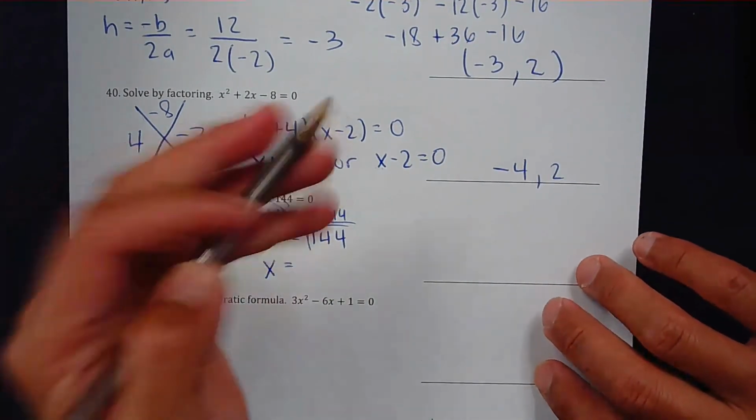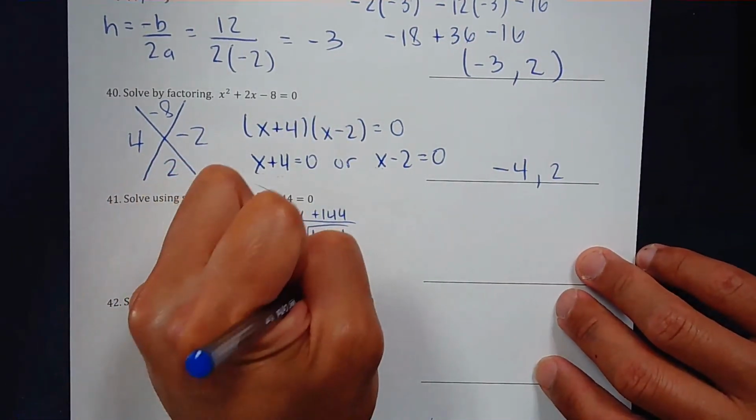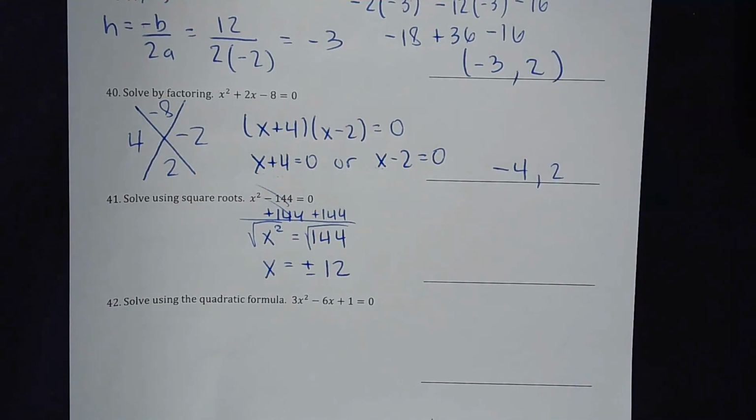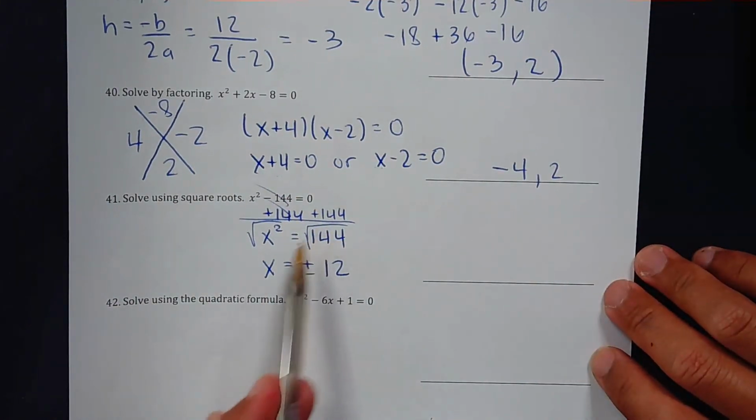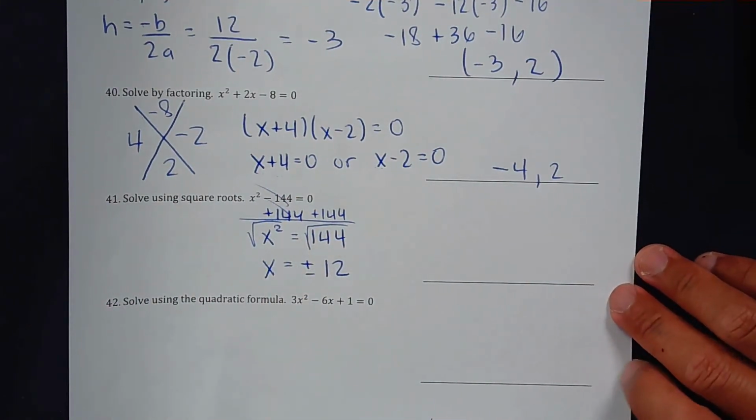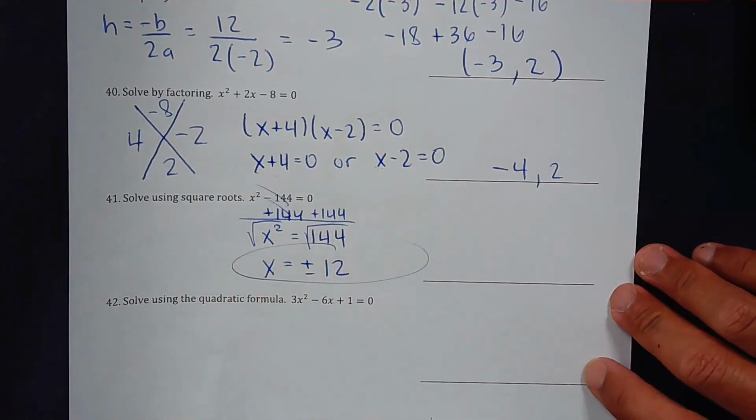But you have to add that plus or minus. We need 2 solutions. You don't need 2 solutions, but if you take the square root of that, you definitely need to add that plus or minus. X is equal to plus or minus 12.